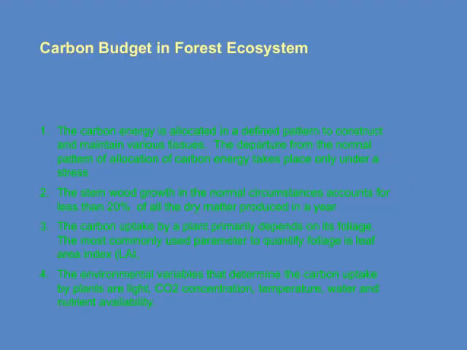Let's talk about the carbon budget in forest ecosystems. Essentially, the way plants allocate carbon energy follows a specific pattern, mainly to build and maintain various tissues. Now, under normal conditions, this pattern remains quite consistent. However, when the plant experiences stress, like drought or disease, the typical allocation can shift, prioritizing different functions to cope with the stress.